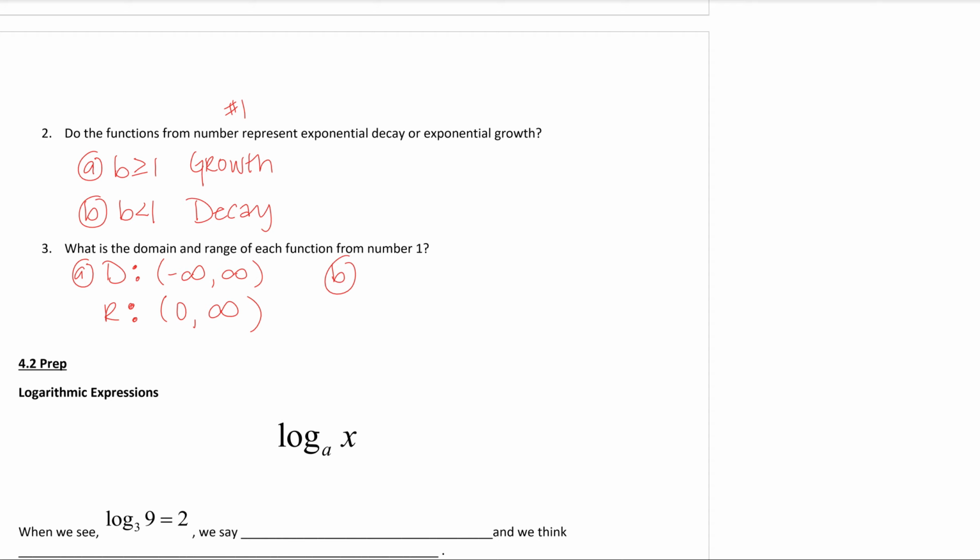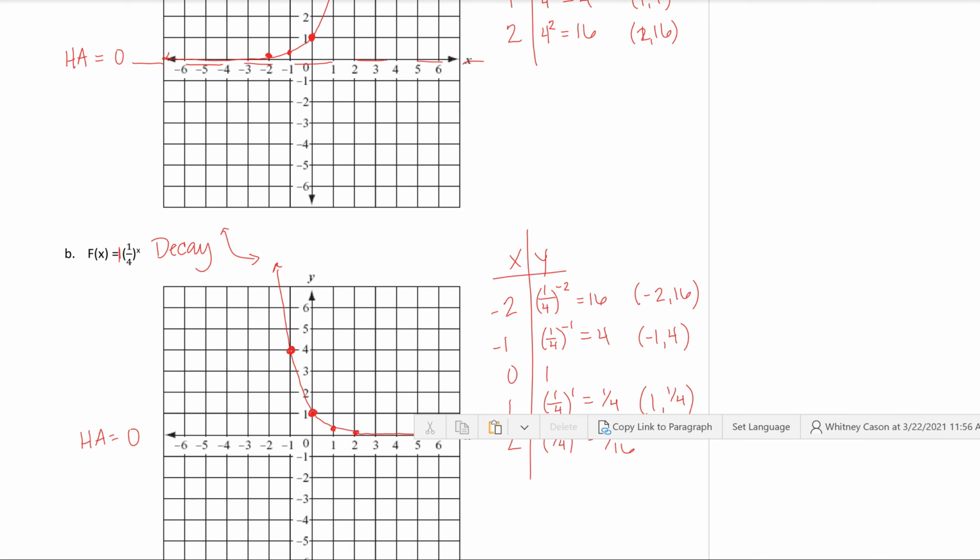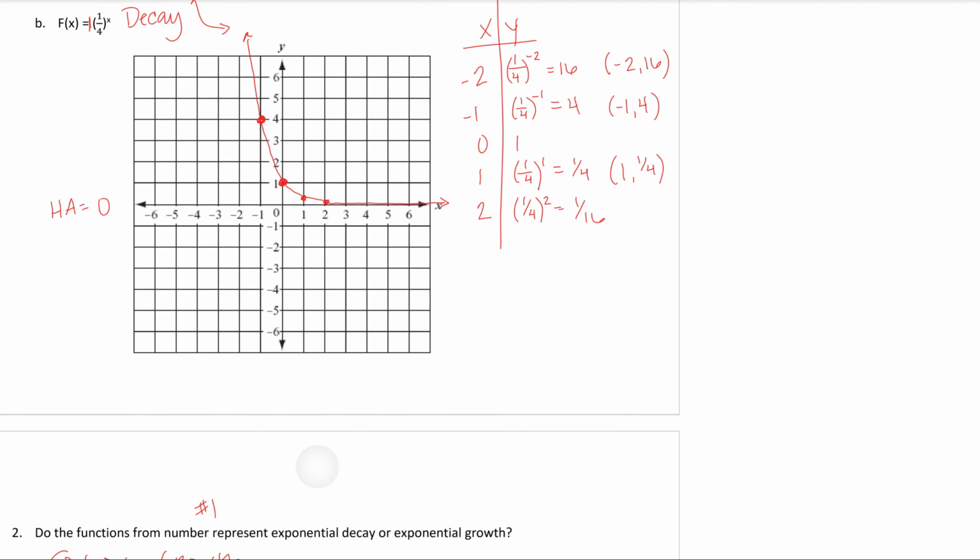B is exactly the same. The domain is from -infinity to +infinity. But the range is affected by that horizontal asymptote. So it goes from 0 to infinity for my range.